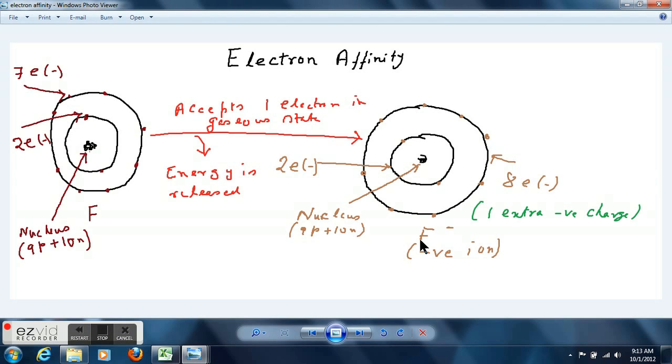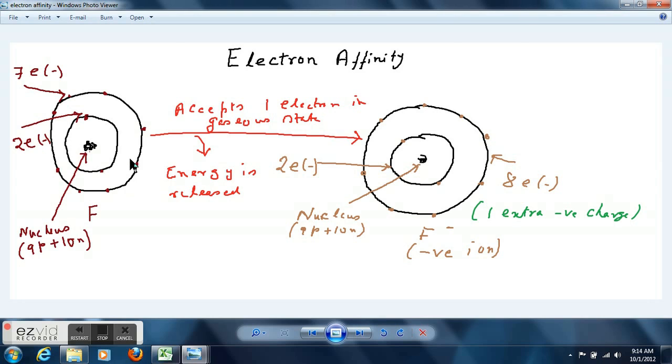Now let us talk about electron affinity. By definition, it is the amount of energy released when an atom in gaseous state accepts an electron to form a negative ion or anion. Let us take the case of fluorine, which is having 9 protons and 10 neutrons in the nucleus, and the first shell is having 2 electrons and the second shell or outermost shell is having 7 electrons.